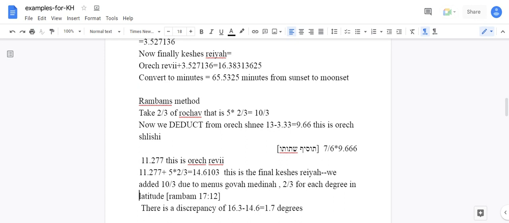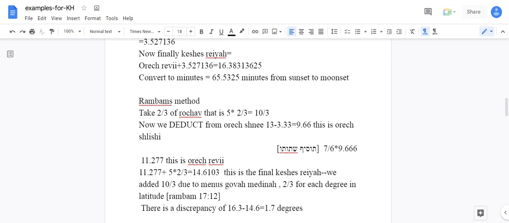So the Rambam says like this. First, take 2/3 of the rochav. So it's 5 times 2/3 because it's 5 degrees rochav. So it's 10/3. Now we deduct this from Orach Sheni. Why do we take 2/3? Because the Rambam says that for every mazel it depends where the moon is. He says if it's in the Taleh, then you take 2/3 and you have to deduct it.